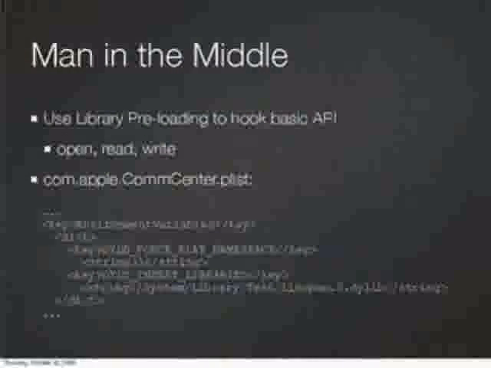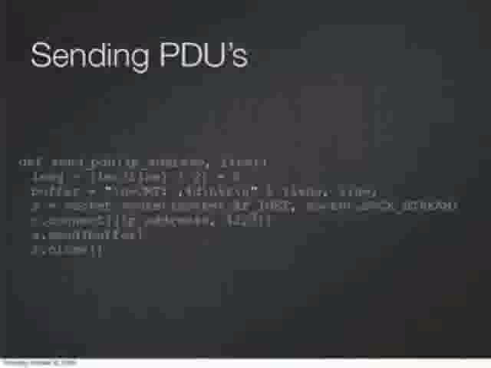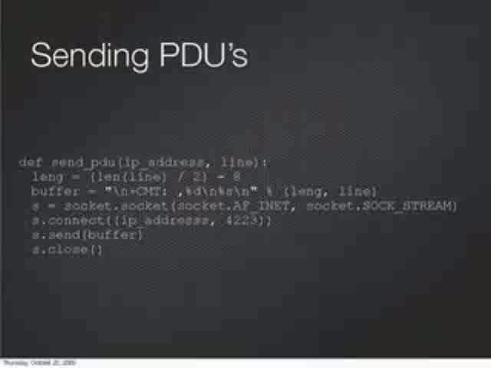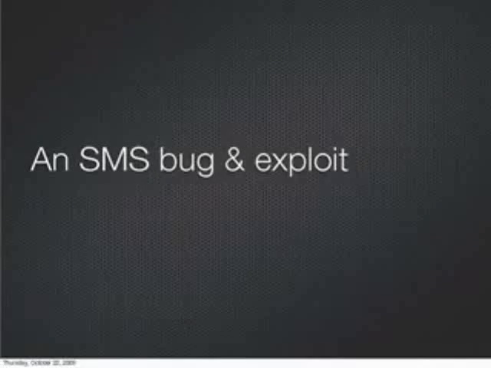Yeah. And then here's the actual code you can use to set up the library preloading. And then the Python you need at this point to just send the PDU is real easy. You just send it. Done. Okay, so that's everything you need to know up to this point. Now let's talk about the bug I found and how I exploited it.